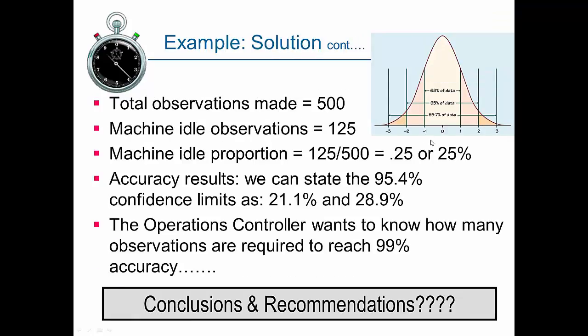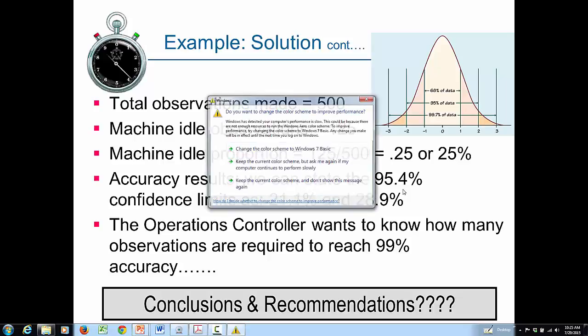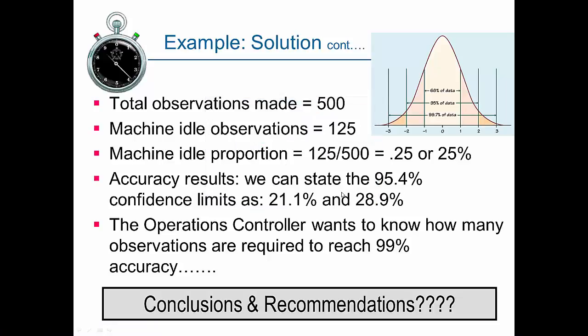So we ended the last video saying that we have a 95% confidence level that the idle time is between 21 and 29%, and I'm going to show you the calculations of how to do that now. And remember, the confidence level is something we set going into the study. It's not something we need the data from the study for. It's something we set going into the data.